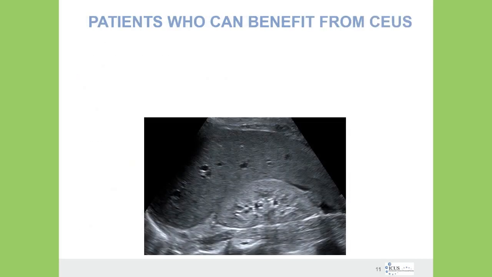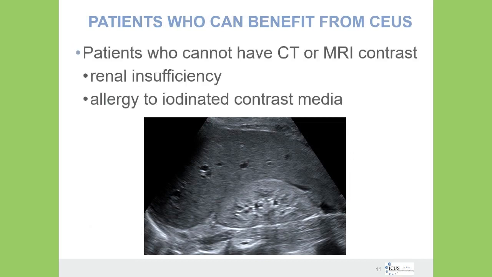There are certain patients who can benefit from contrast-enhanced ultrasound, and a large population of these patients in the abdomen are patients who cannot have CT or MRI contrast. Patients who are allergic to iodinated contrast media cannot have CT contrast. But in addition, patients who have renal insufficiency cannot have CT contrast due to its nephrotoxic properties and cannot have MRI contrast because MRI contrast is excreted through the kidney and through the urinary system. So therefore, ultrasound contrast agents are a good choice in these patients because they are not excreted through the kidneys.